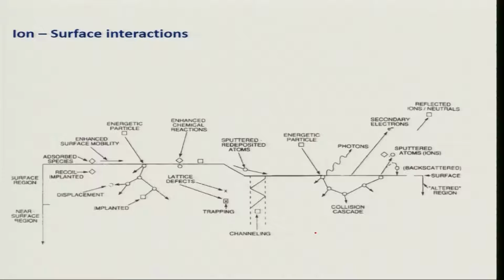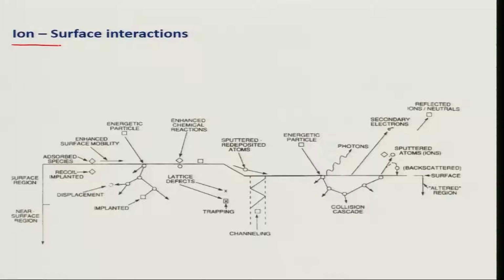Now, in the following 2 or 3 lectures, we will discuss how to use this plasma for a physical vapor deposition process, or PVD process, called sputtering. So, first look at what happens when ions which are in plasma interact with the surface. So, we will start with ion surface interactions.